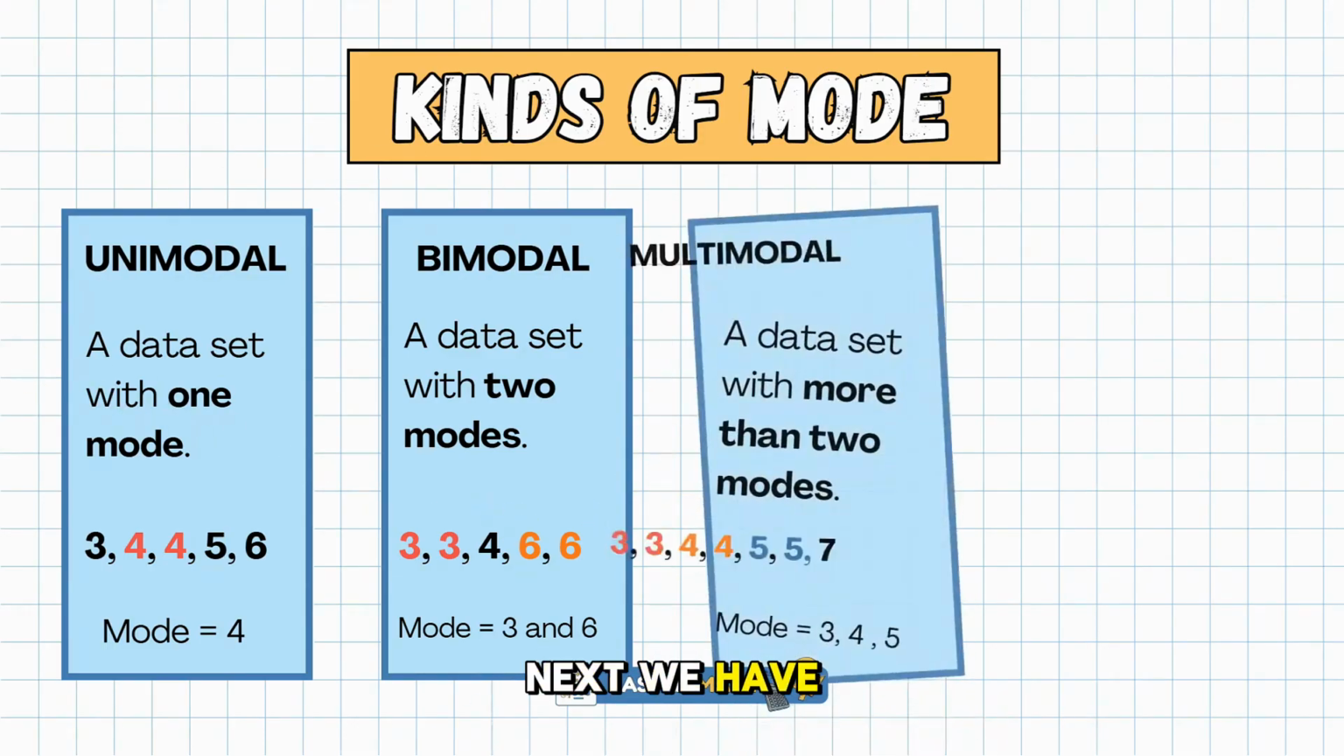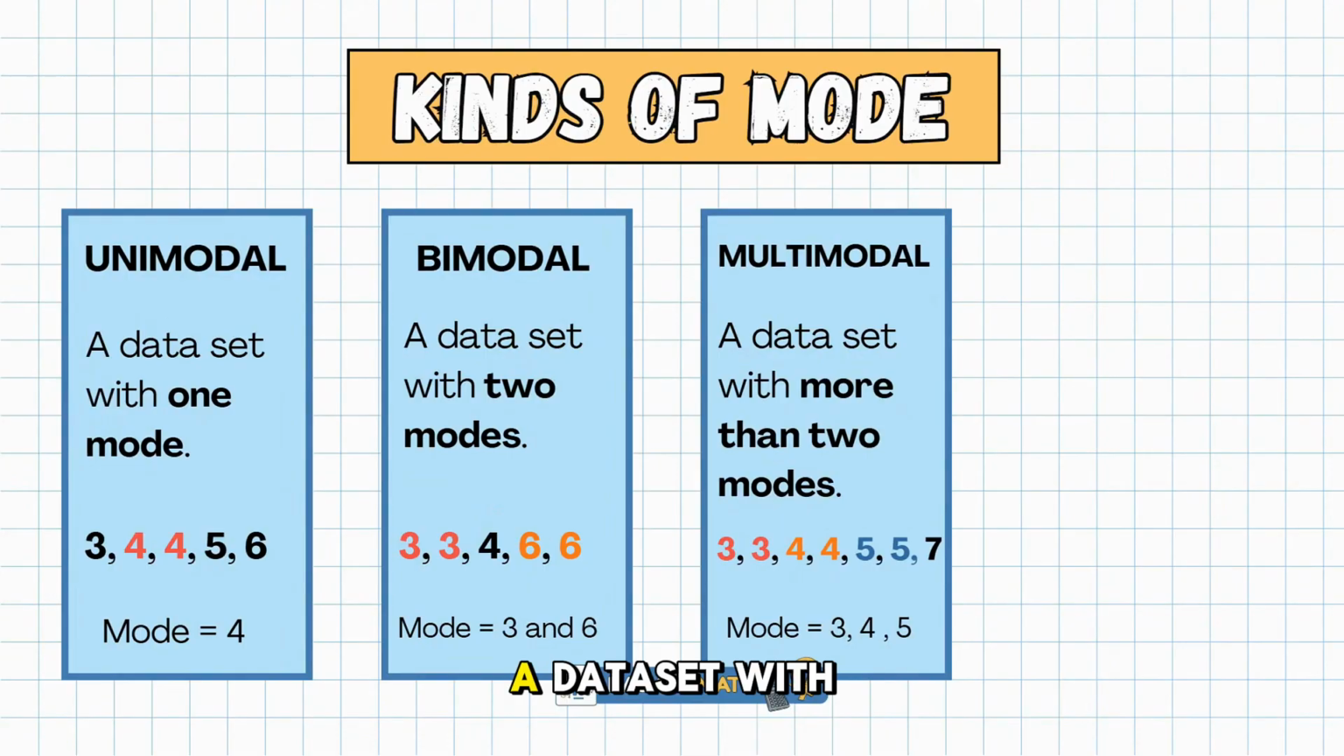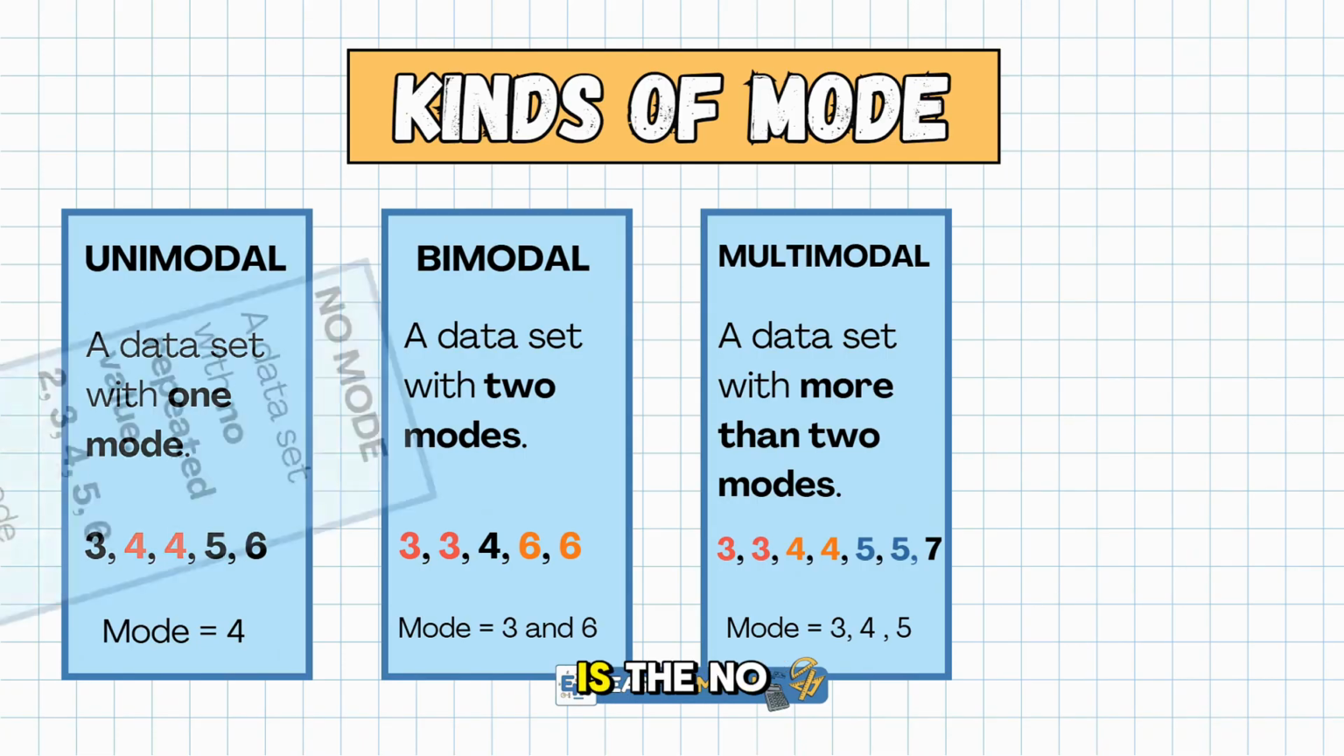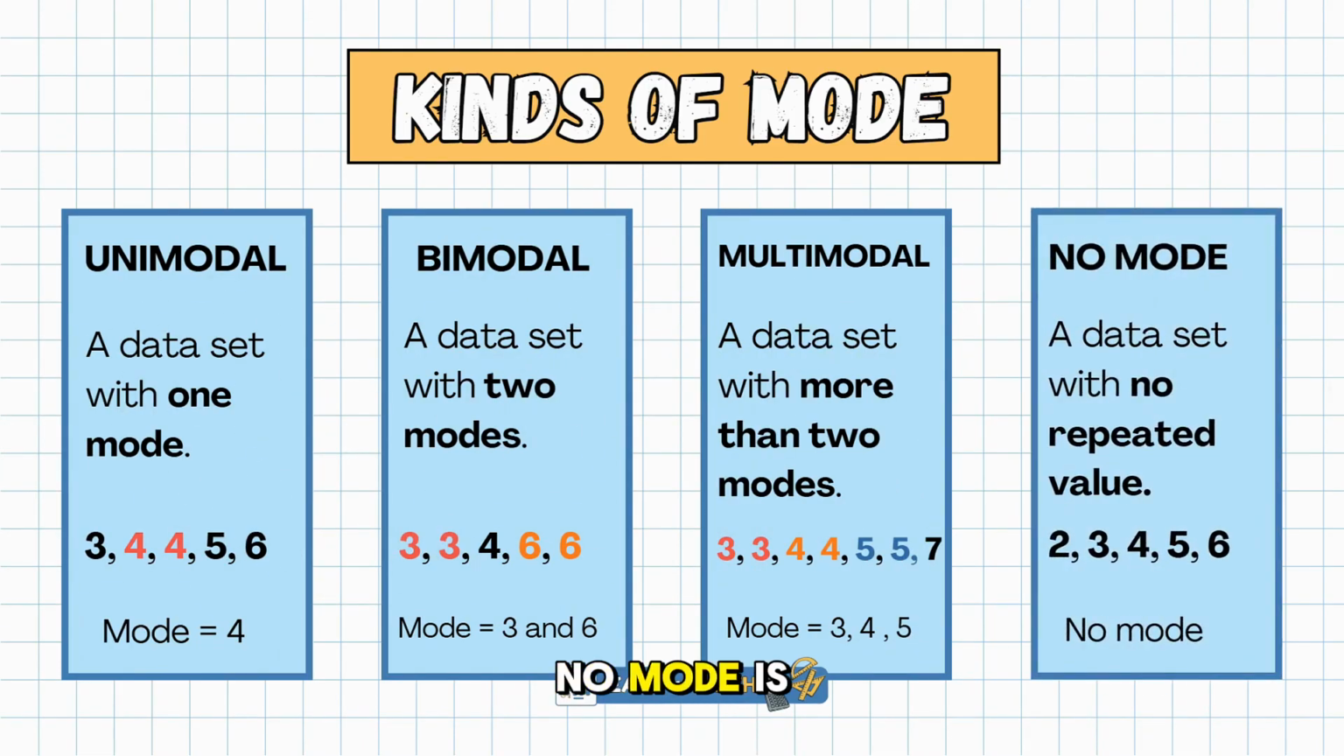Next, we have the multimodal, a data set with more than 2 modes. Example, 3, 3, 4, 4, 5, 5, 7. The modes are 3, 4, and 5. Last is the no mode. No mode is a data set with no repeated value. For example, 2, 3, 4, 5, 6. All values appear only once, so there is no mode.